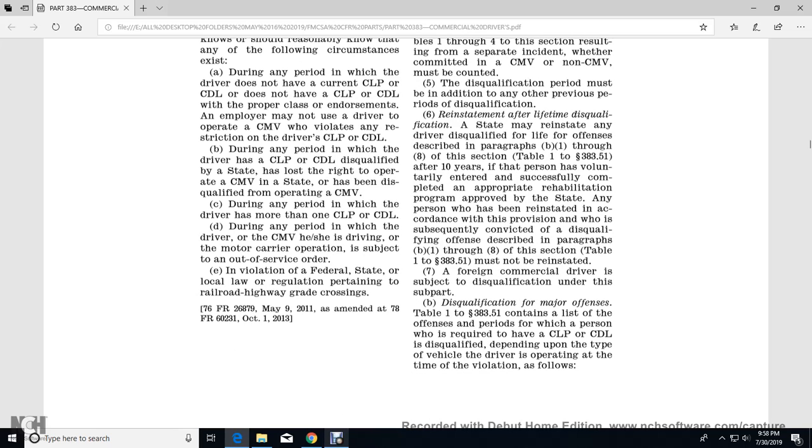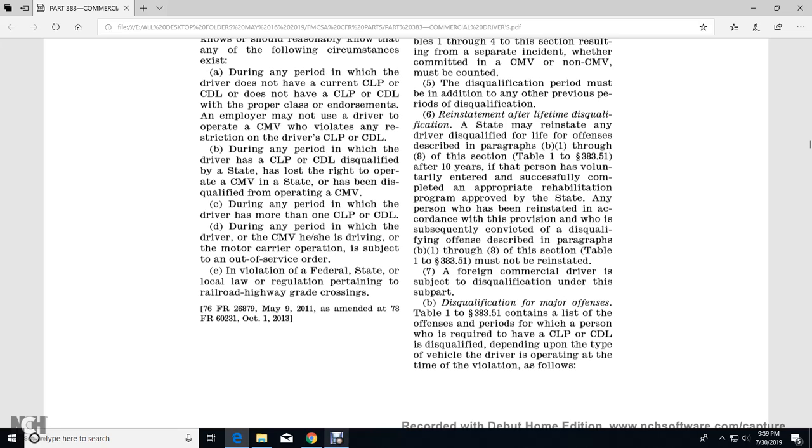Reinstatement after lifetime disqualification. A driver disqualified for life for the offenses described in paragraphs B1 through 8 of section 383.51, table 1, may be reinstated after 10 years if the person has voluntarily entered and successfully completed an appropriate rehabilitation program approved by the state. A person who has been reinstated in accordance with this provision and is subsequently convicted of a disqualifying offense prescribed in paragraphs B1 through 8 of section 383.51, table 1, must not be reinstated to operate commercial motor vehicles subject to disqualification under this part.